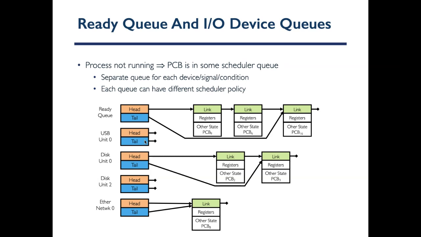So as you can see, you cannot see PCB 9, for instance, in the ready queue and in some other waiting queue. So these are exclusive queues. If you are in one of them, you shouldn't be in any other one of them.